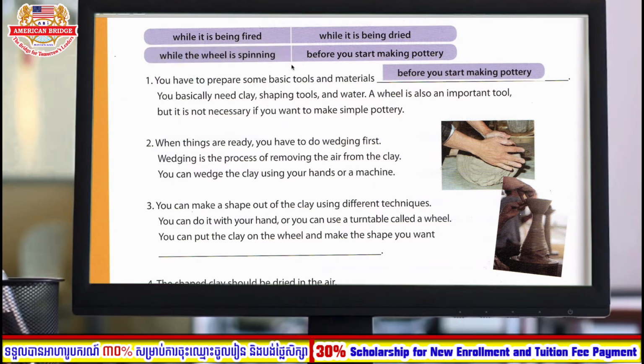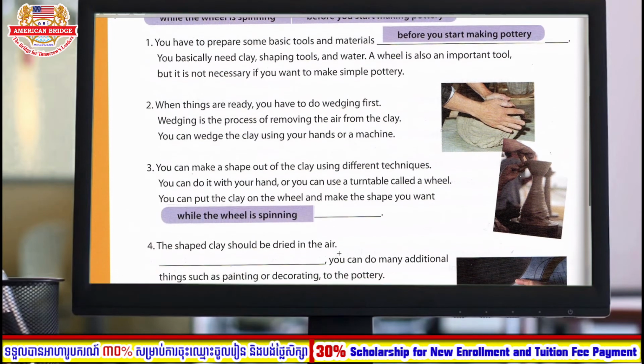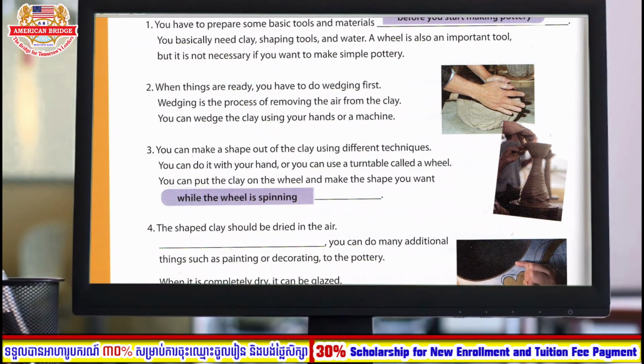Okay, let's copy it here. So this is the correct answer. Okay, while the wheel is spinning is the correct answer. Let's move on to paragraph number 4. The shaped clay should be dried in the air. So you can do many additional things such as painting or decorating the pottery.